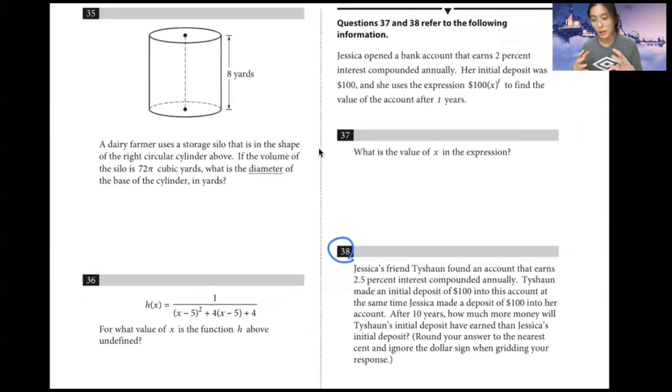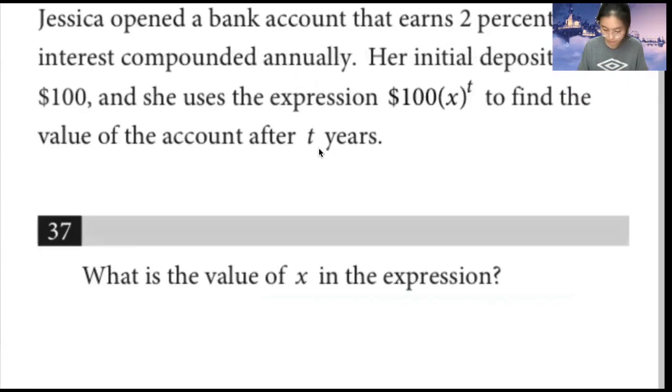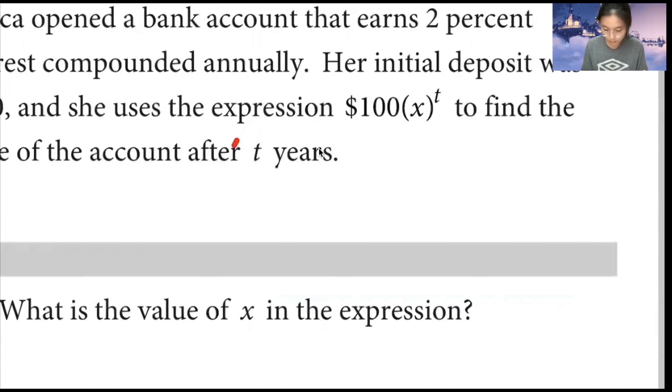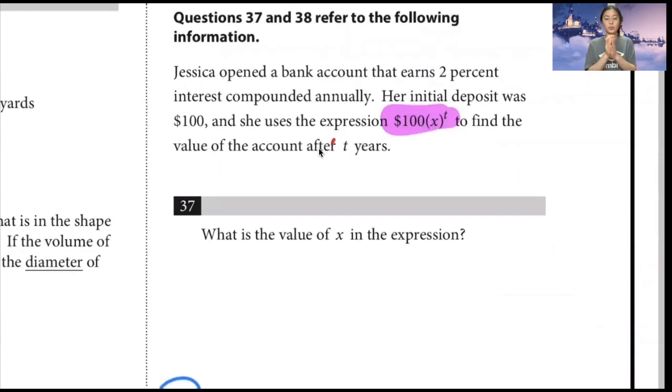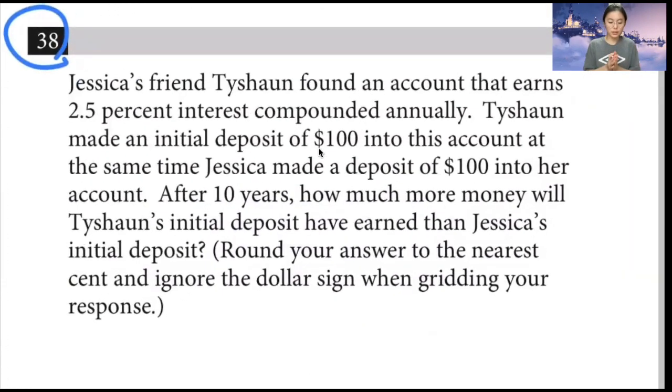Question 37 and 38 are together. So if you want the context of this question, then please watch the video for question 37. I'm just going to go straight into question 38. So we know Jessica's compound interest. That's our equation. The College Board was nice enough to give us the equation, so we just need to use that really. So let's read it anyways.